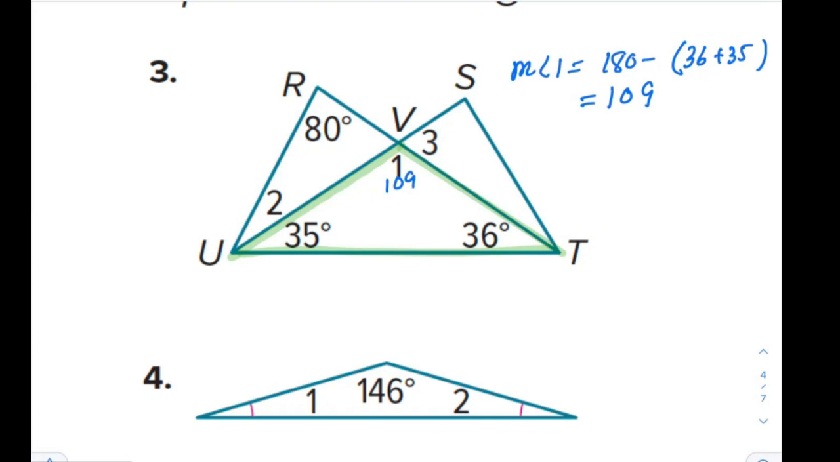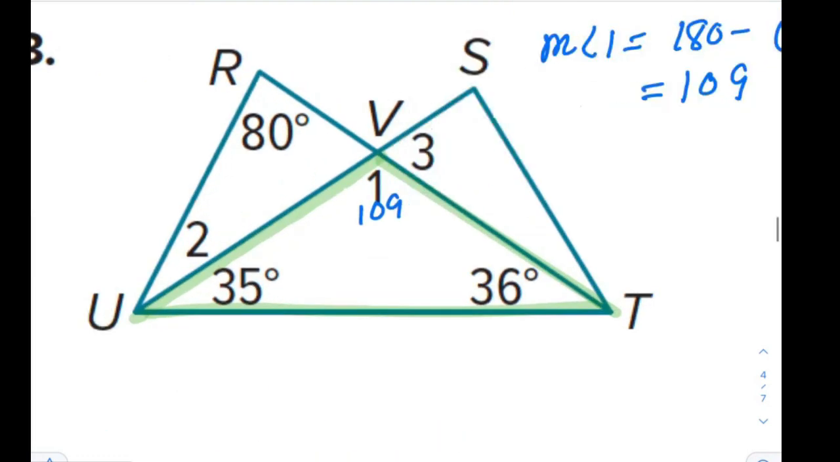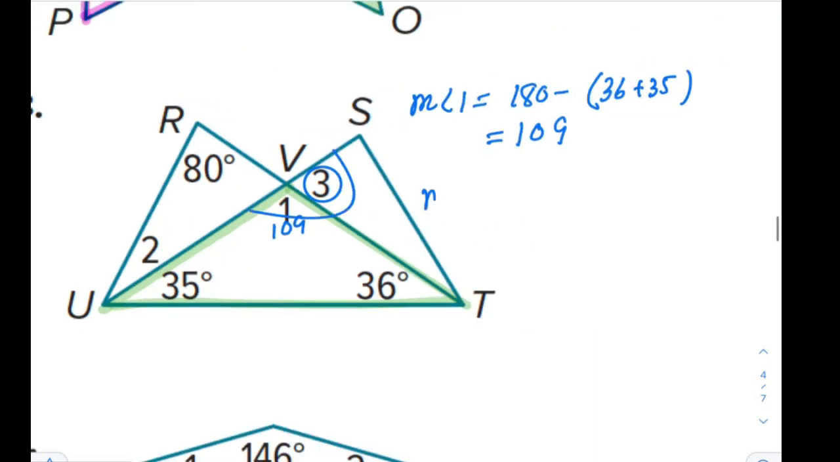Now, what is angle 3? What is the measure of angle 3 directly? You can see that this is a linear pair with that one. So you can find angle 3. The measure of angle 3 is 180 minus 109, which is 71 degrees. Now, this angle will be the same because it is vertical.